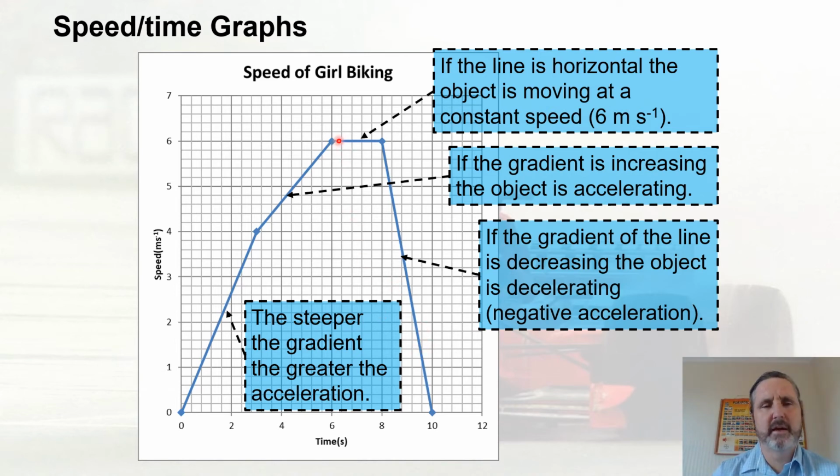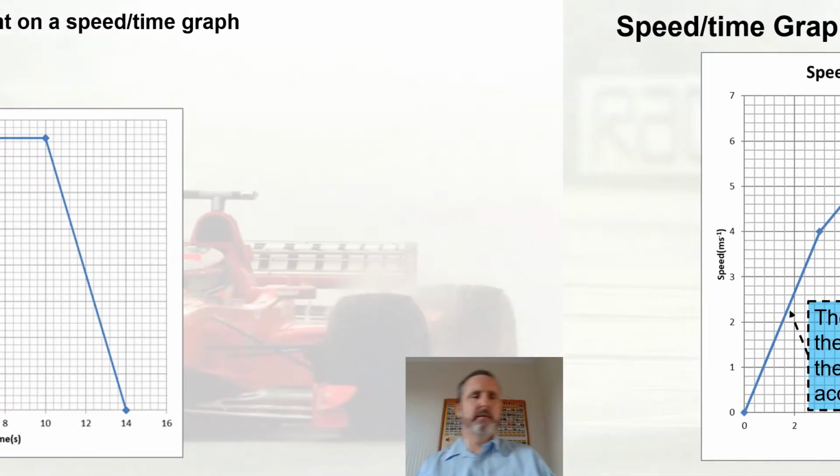We might see a flat or horizontal part of the journey. In that case, it's at constant speed. We can read it off from the left. We might see an increasing gradient. In that case, it is accelerating. Or we might see a decreasing gradient. In that case, it is decelerating. So for these gradients here, we need to work these out.